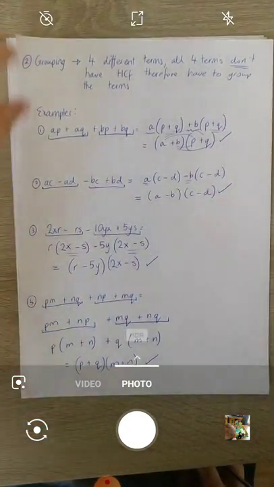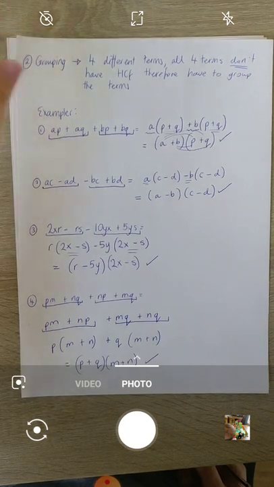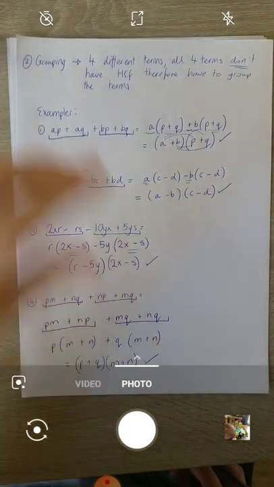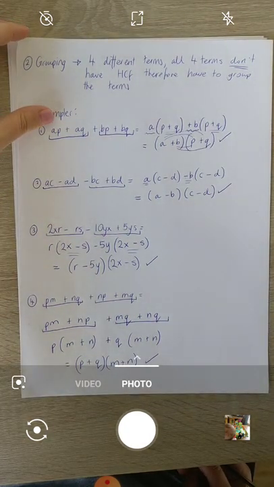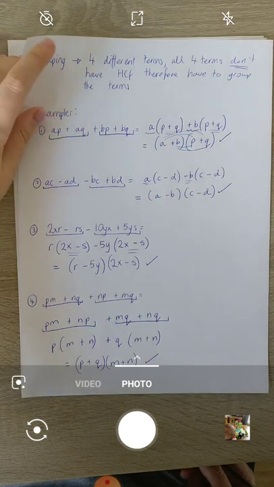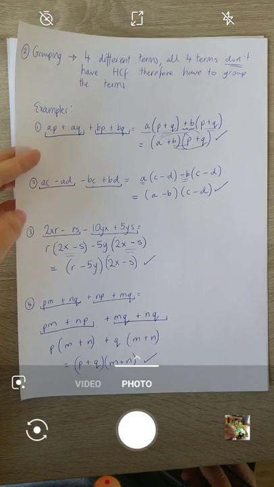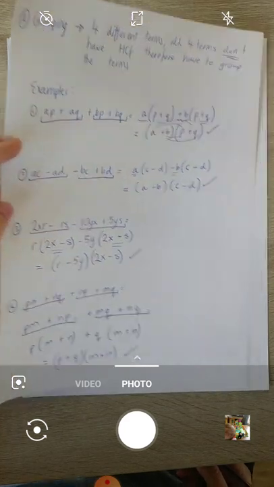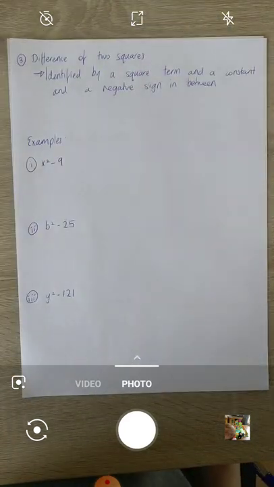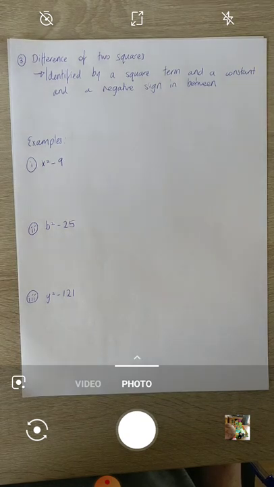So the method is going to be the same. As the examples get more difficult, the method is still going to be the same, but the questions will become a little bit more challenging with what's in the terms, and our signs obviously get a little bit more complicated as we move on.